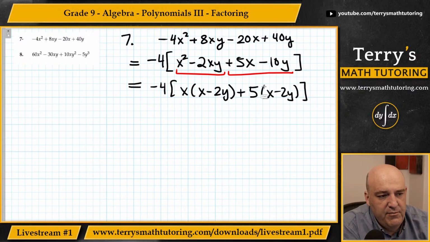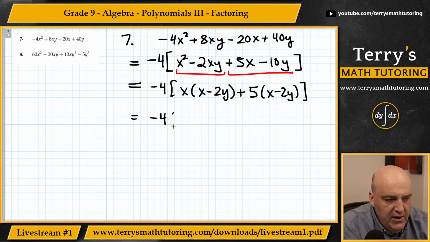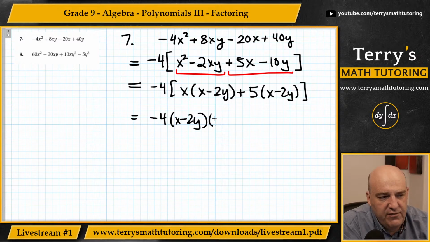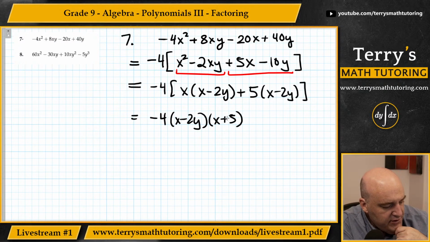That means that's common. Imagine this is like the letter Z or something, right? Like if you had XZ plus 5Z, you could pull out the Z. And that's all we're going to do here. We're going to pull out the x minus 2y as a common factor. At this stage, I'm going to drop the square bracket. So I have minus 4 here. I'm pulling out the x minus 2y. And then I have x plus 5 left there. And there's our fully factored answer.